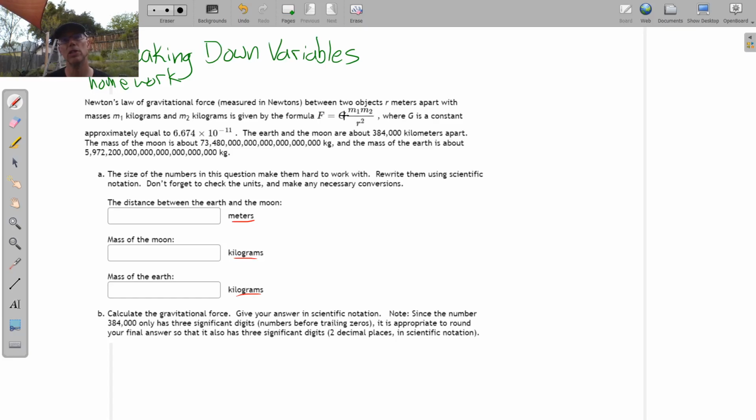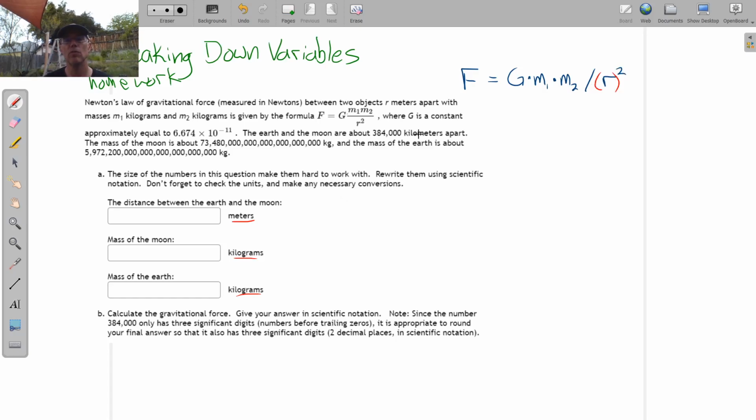And multiplication and division as a group are supposed to be done left to right. So another way to think about this formula would be that the force is equal to the gravitational constant times the first mass times the second mass, and then divide by the square of the distance. So that's the way I'm going to enter it into my calculator. When I square that distance, it's going to be a scientific notation number, so I'll have to put that part in parentheses and then square it.